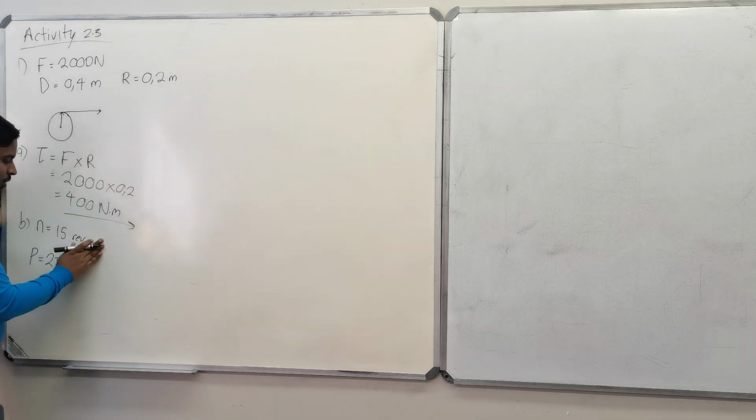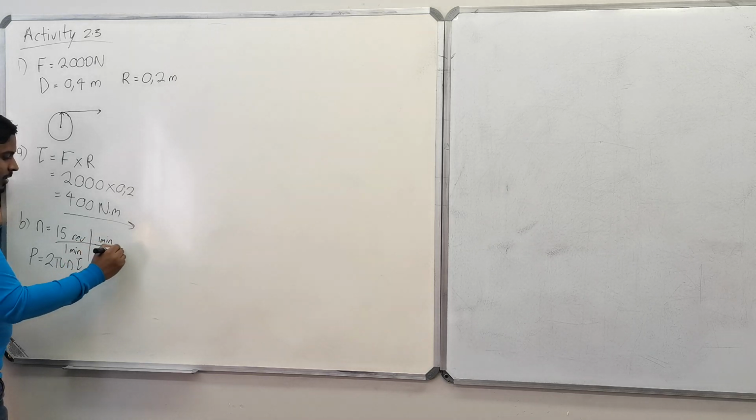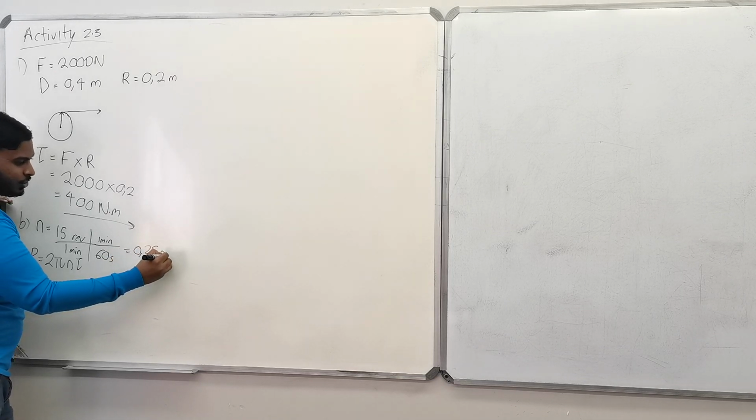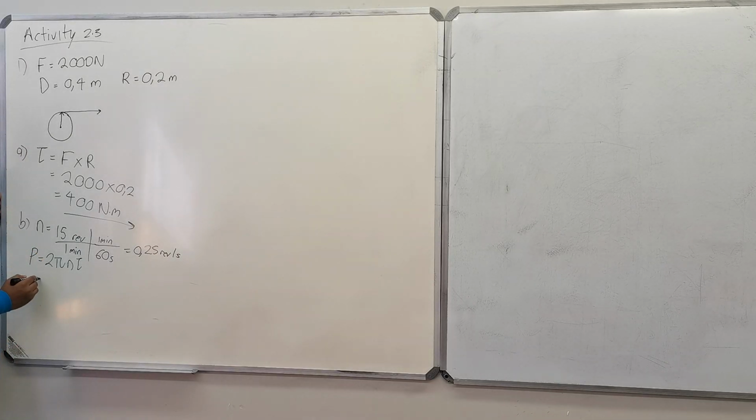So 1 minute is equal to 60 seconds. So 15 over 60 is 0.25 revolutions per second. So this formula now will be 2 pi times 0.25 times 400, which is 628.319. You need to learn to round up properly.